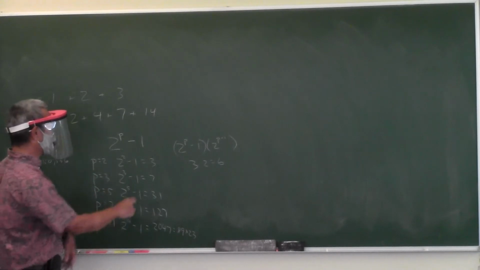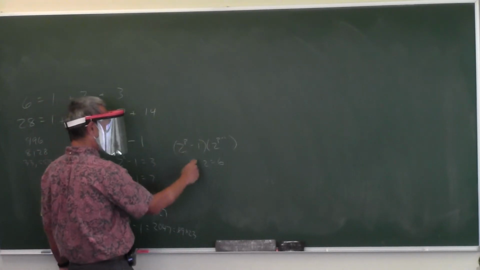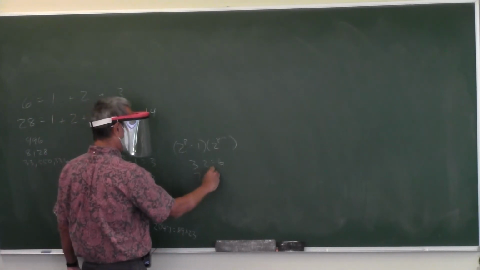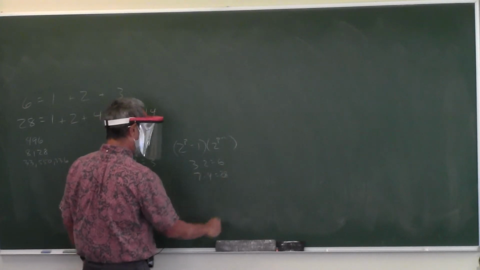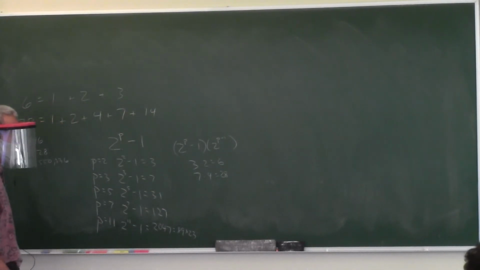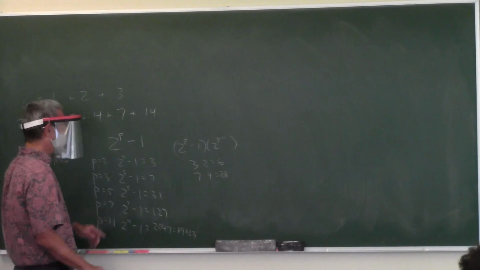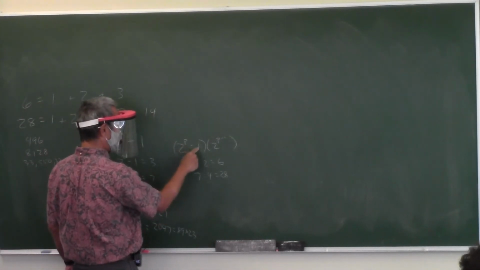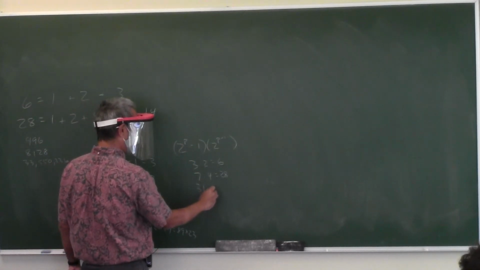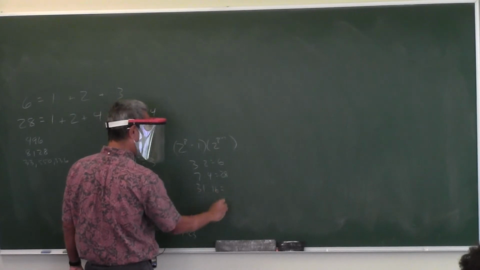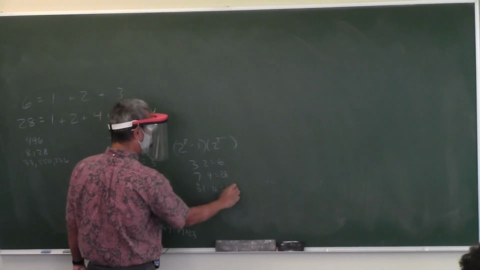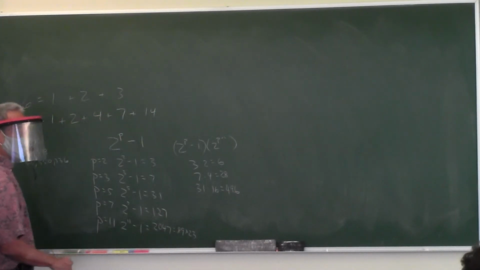Okay, plug in 3. What happens when you plug in 3? 7. 7 times 4 is 28. That's a perfect number. Oh my. Okay, what about 5? 2 to the 5 minus 1 is 31. 2 to the 4th is 16. Multiply that together. 496. You get a perfect number.